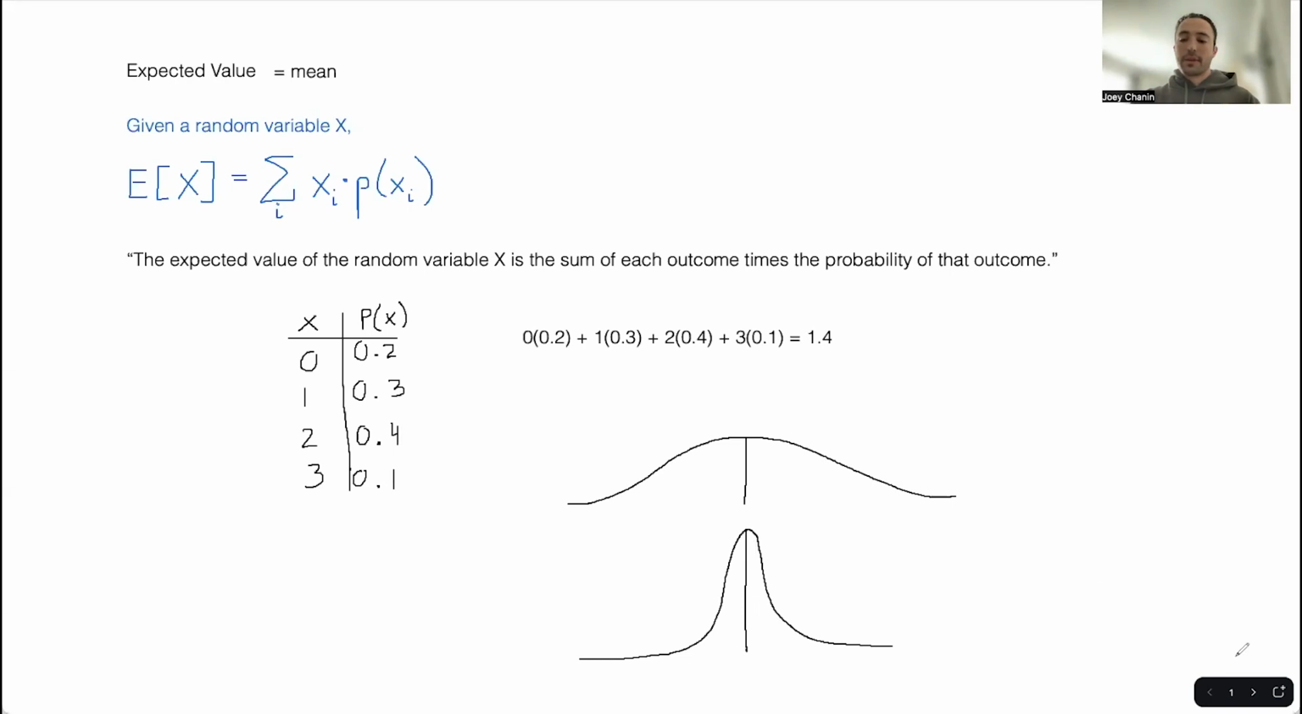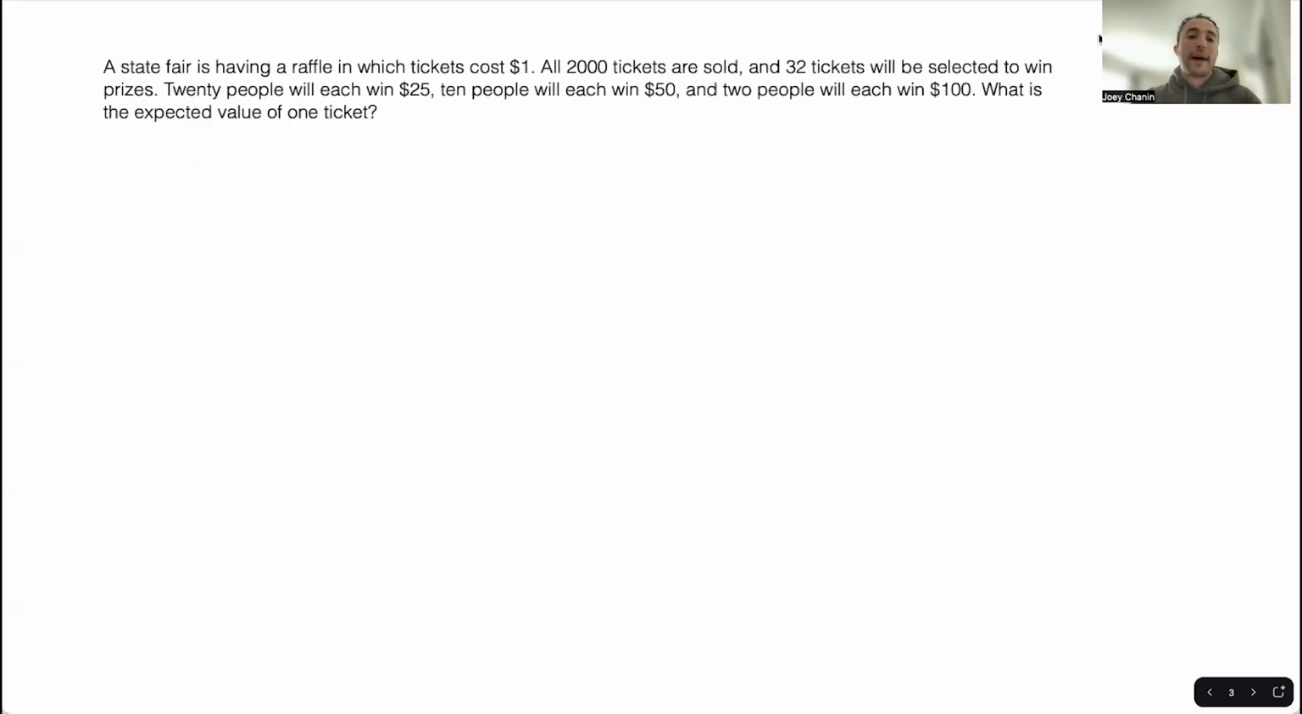All right, so let's try a practice problem. A state fair is having a raffle in which tickets cost $1. All 2,000 tickets are sold. 32 tickets will be selected to win prizes. So of those 32, 20 people will each win $25, 10 people will each win $50, and 2 people will each win $100. What is the expected value of one ticket?